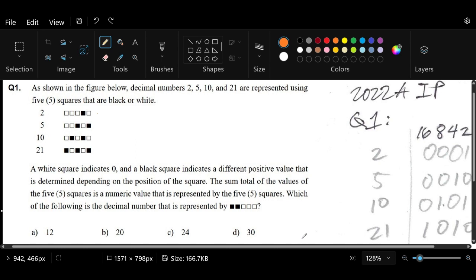Question number 1 of the ID Passport exam from PhilNITS. In this question, we are being asked, which of the following is a decimal number that is represented by the sequence of squares that we have here?